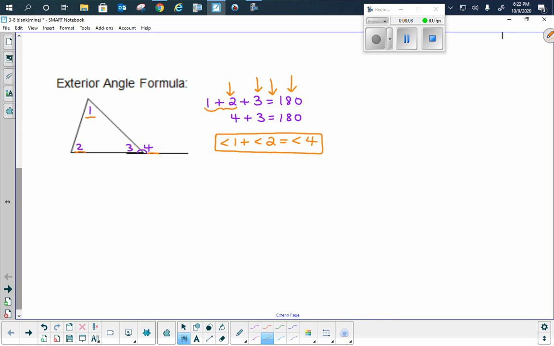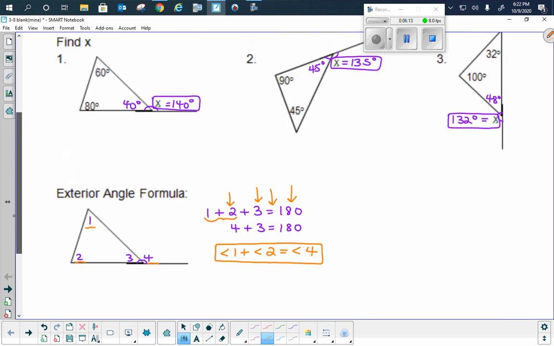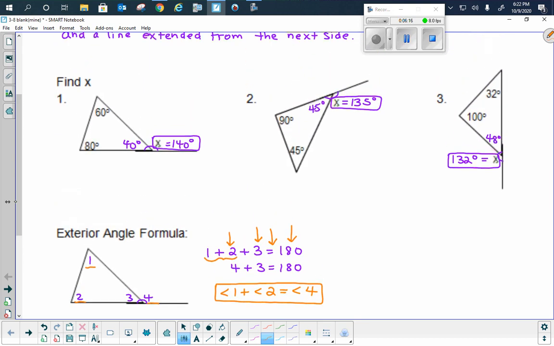All right, so now you need to be able to recognize in a picture this very same thing. Notice up here, now we're making connections. So here's a new way to use the exterior angle theorem. We should know that this x is 140 because the angles in the triangle that are not attached to it are 60 and 80. 60 plus 80 is 140. Likewise, we should know this x of 135 because the two angles in the triangle that are not attached to it are 90 and 45, and 90 plus 45 is 135 degrees.